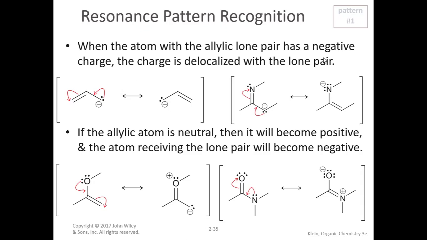If the allylic atom is neutral, then it will become positive, and the atom receiving the lone pair will become negative. So you can see we started neutral. Now when we move our electrons, the atom that donated the lone pair to form a new bond becomes positive. The atom that received the lone pair becomes negative. So again, the atom that donates the lone pair is going to become positively charged. The atom that receives the lone pair is going to become negatively charged. Donates becomes positive, accepts becomes negative. And that is a trend you are always going to see when you do this allylic movement, right?